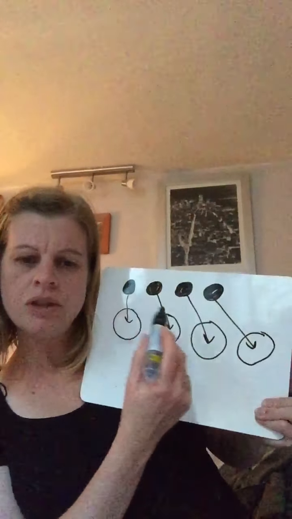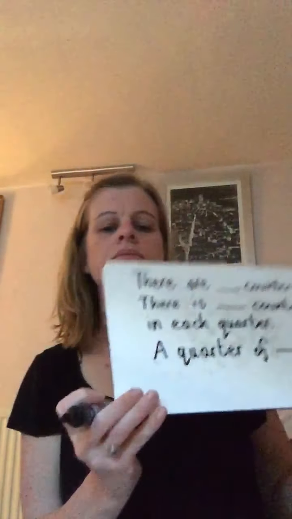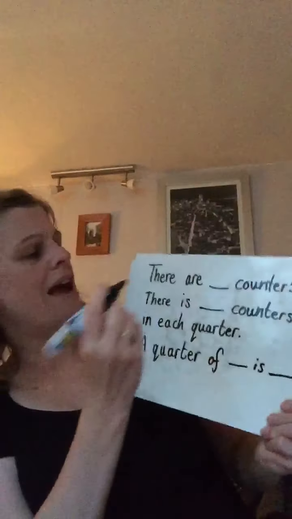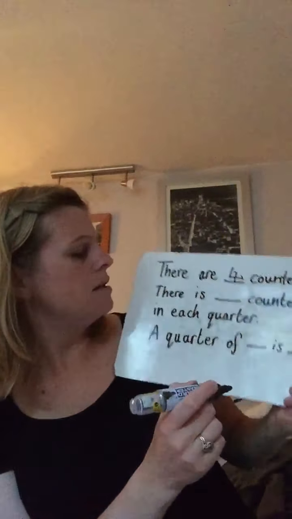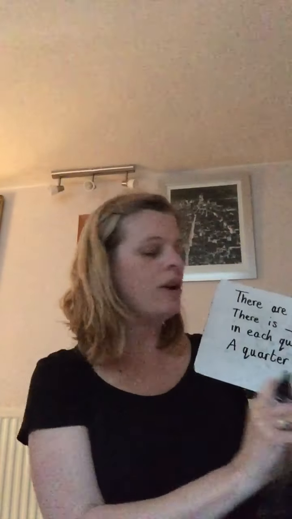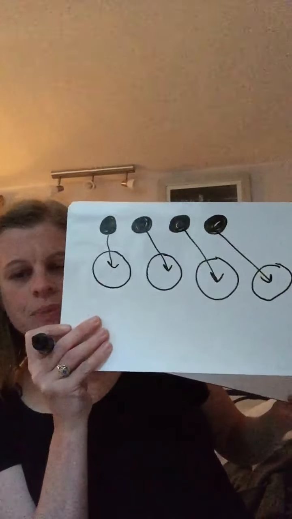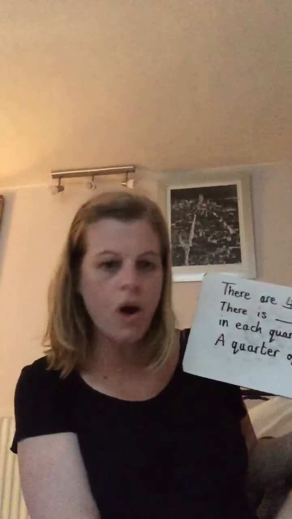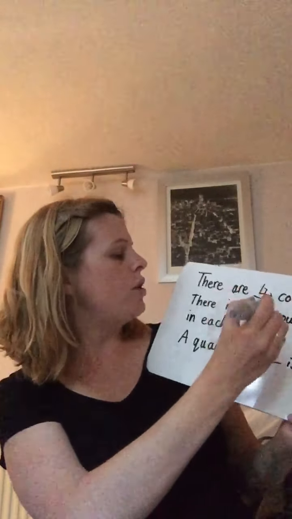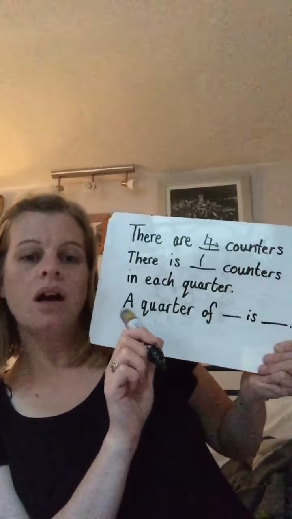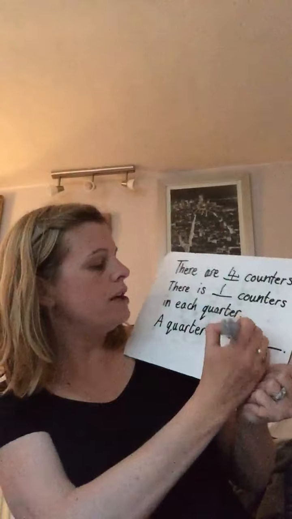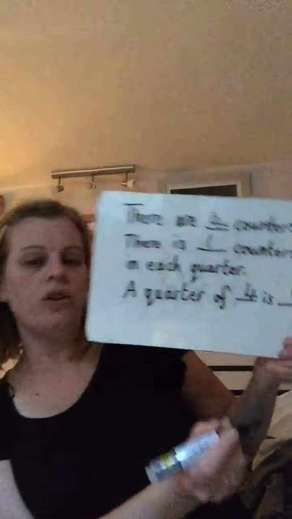What's 1/4 of 4? Let's have a look at our sentences. How many counters did we have? There are 4 counters. How many have we got in each quarter? On each plate, how many have we got in each quarter? We've got 1. There is 1 counter in each quarter. So a quarter of 4 is 1. There's our sentences done. Right, let's do another one.